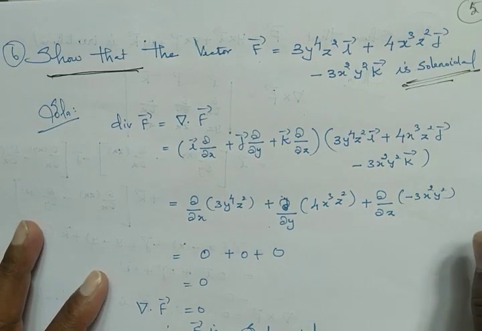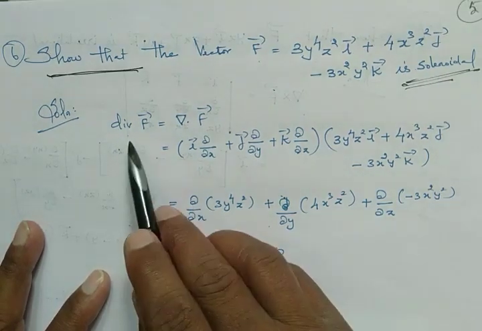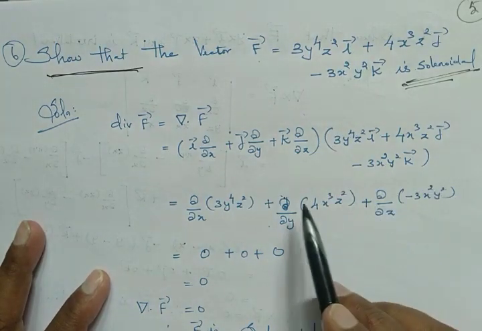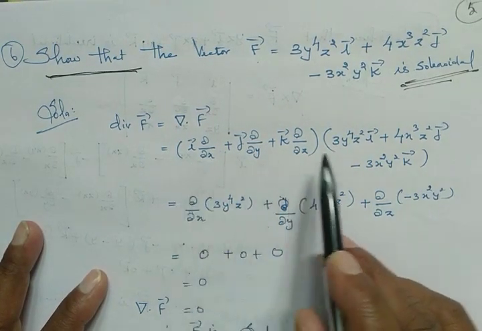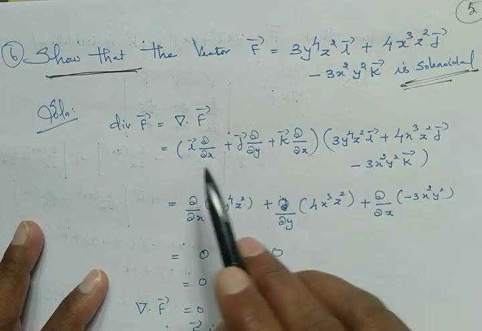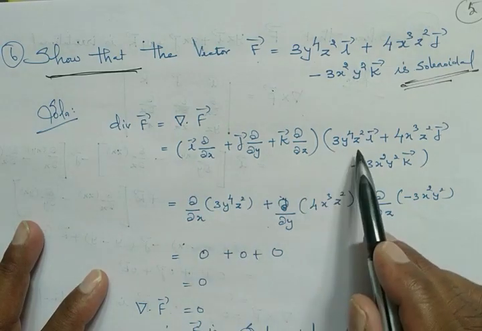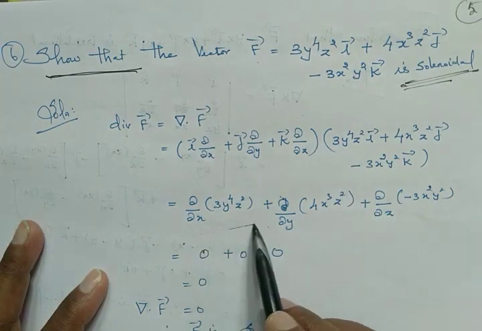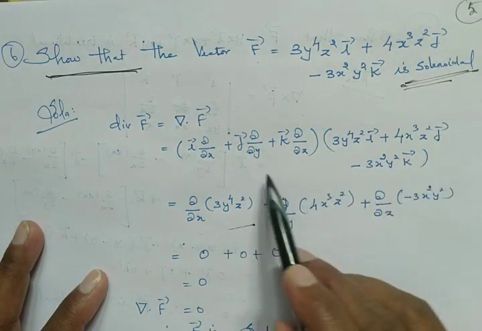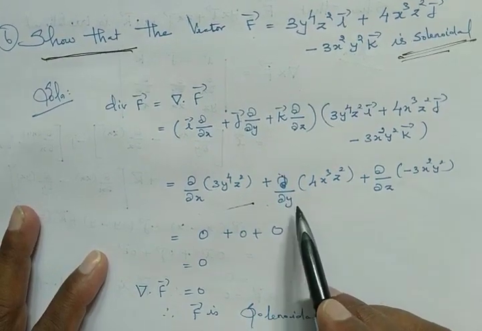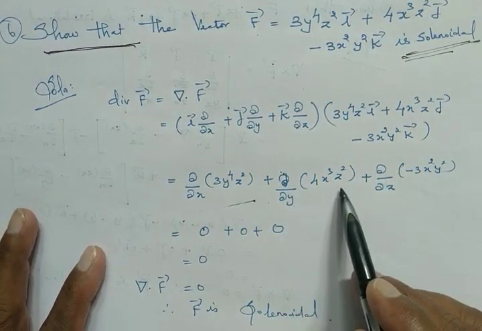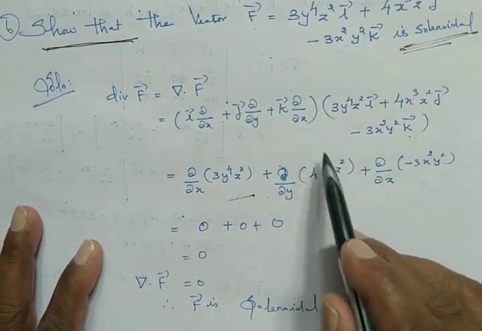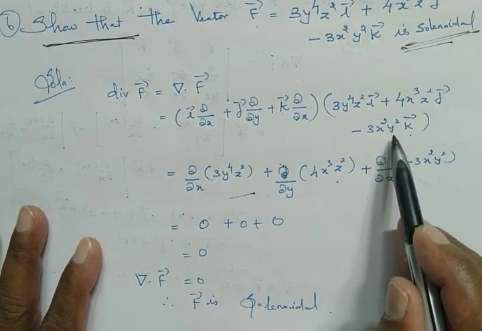You must be very careful while doing the calculation. So now del dot f: del represents the operator and f is the vector they gave, so you write it like this. I told you in the dot product, only the same unit vectors multiply: i dot i equals 1. So you write dou by dou x of the i component, 3y power 4 into z square. Then j dot j equals 1, then dou by dou y of 4x cube into z square, plus k dot k equals 1, therefore dou by dou z of minus 3x square y square.